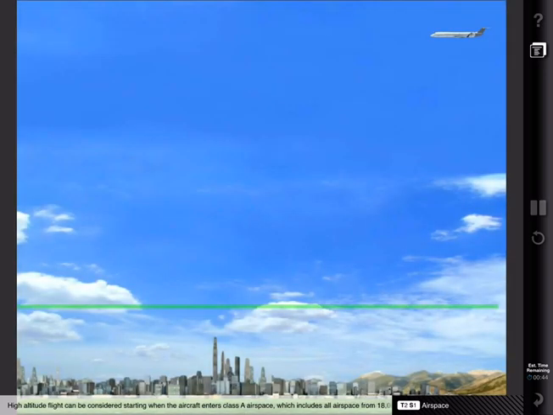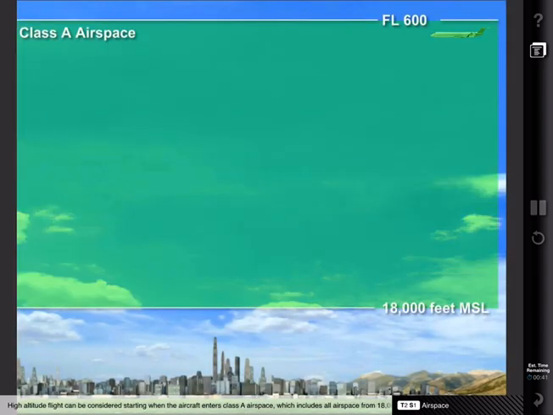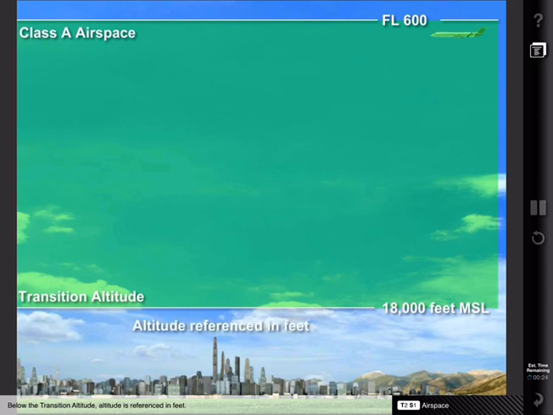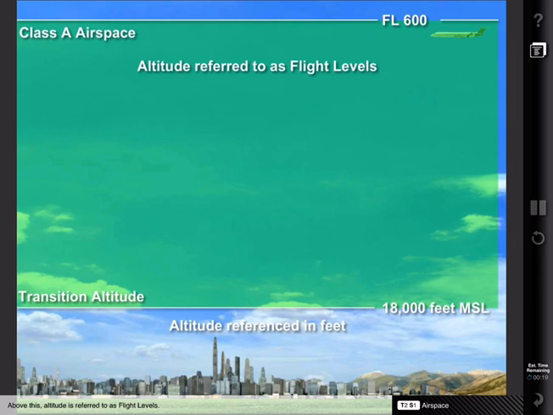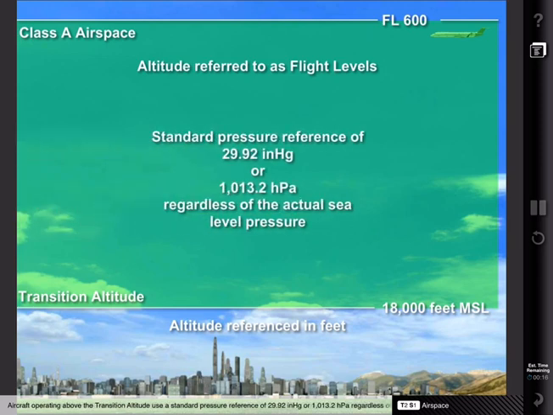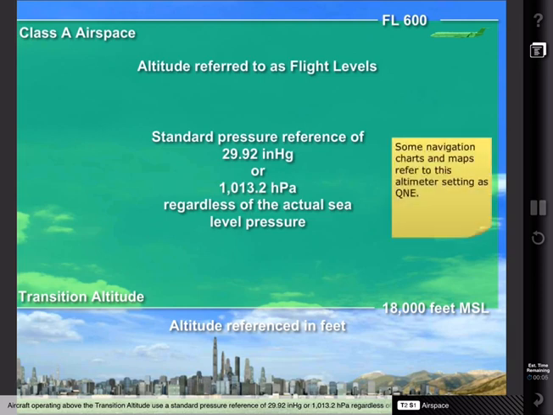High-altitude flight can be considered starting when the aircraft enters Class A airspace, which includes all airspace from 18,000 feet MSL up to flight level 600. In the United States, 18,000 feet MSL also represents the transition altitude. Below the transition altitude, altitude is referenced in feet. Above this, altitude is referred to as flight levels. Aircraft operating above the transition altitude use a standard pressure reference of 29.92 inches of mercury or 1013.2 hectopascals regardless of the actual sea level pressure.